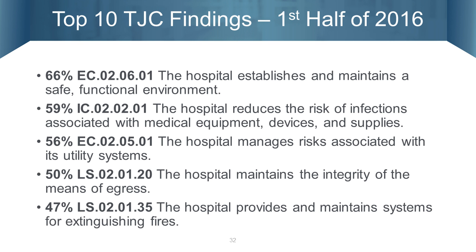Infection control is a number 2 item. EC 02.05.01 is number 3. That's risk associated with utility systems, and that basically comes from pressure differentials in critical areas. Next one is life safety 02.01.20, maintaining integrity of the means of egress. What we find is magnet locks on doors that are in exit egress corridors, and we'll talk about that in a little bit. And LS 02.01.35, providing and maintaining systems for extinguishing fires, so that's fire extinguishers and some of those systems.